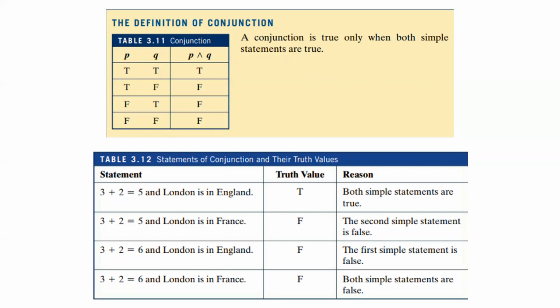If just one of my statements is false, say I claim 3 plus 2 is equal to 5 and London is in France, well, I'm lying to you, or I'm wrong, depending on the context. Because yes, 3 plus 2 is equal to 5, but London isn't in France. This is how this and statement works. We have to have both things working in order to be telling the truth. If one of them is wrong or both of them are wrong, there are a lot of possibilities for me to be lying or wrong. The only way I can be telling the truth is if both of my statements are correct.